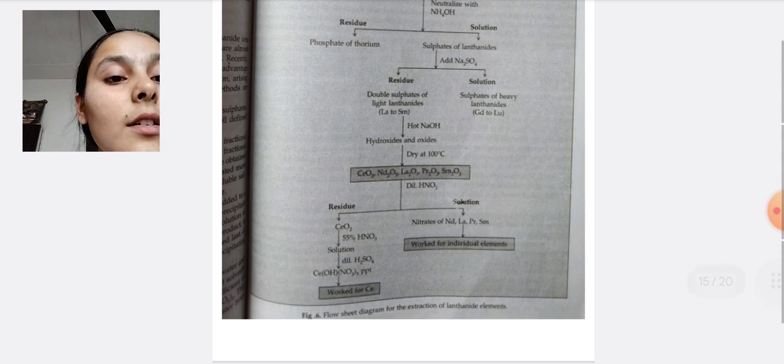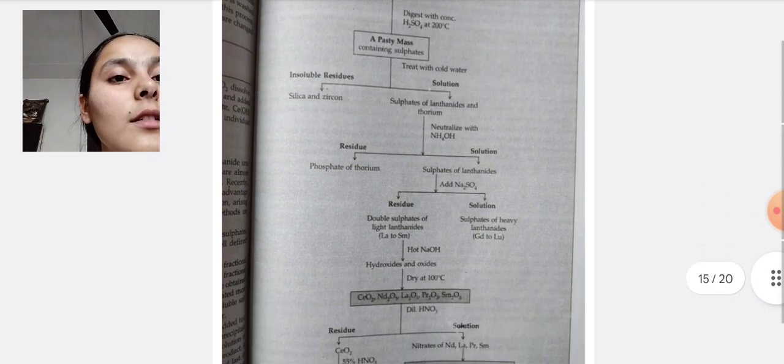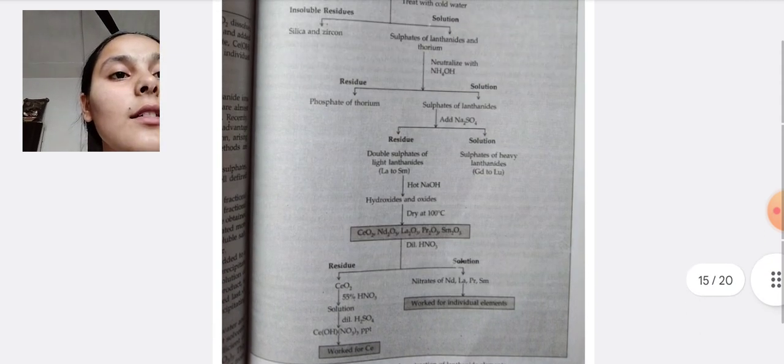Flow sheet diagram for the extraction of lanthanide elements. We can see in this.